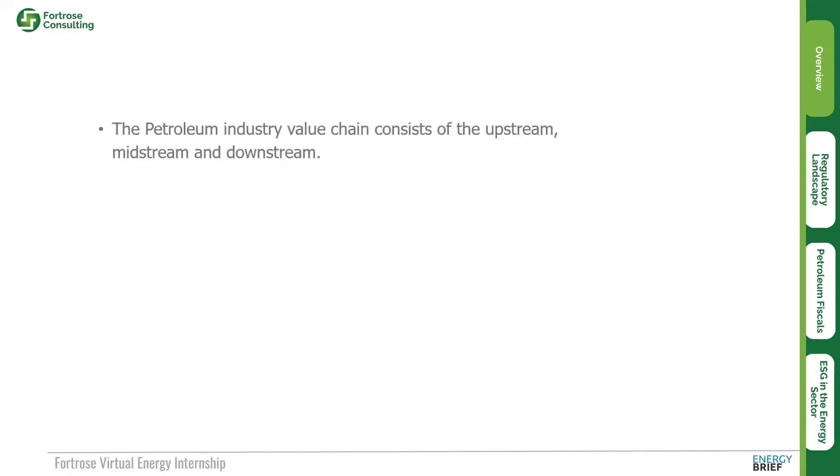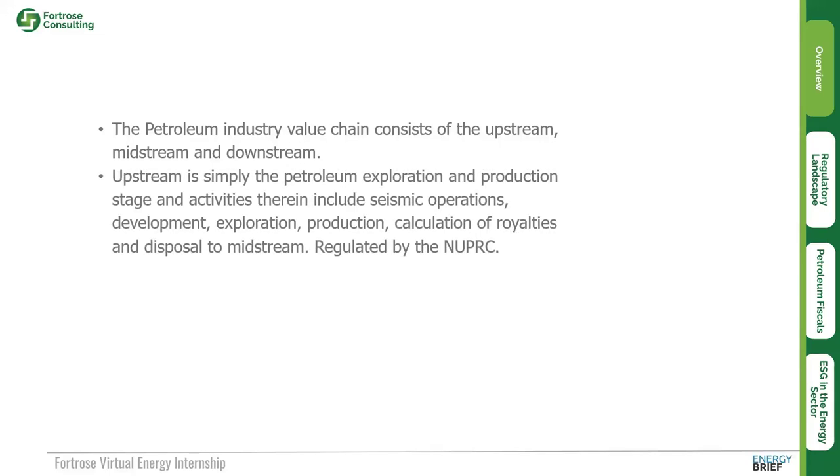So we have the core sectors of the oil and gas industry. The petroleum industry value chain consists of the upstream, midstream, and downstream. That is the broad classification of the oil and gas industry. So what is the upstream sector now? It's the exploration and production stage.